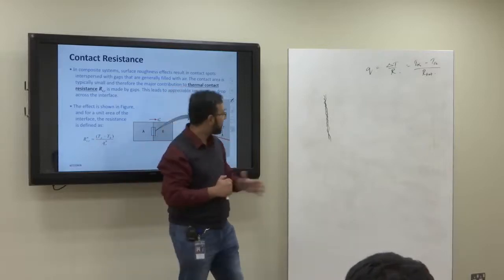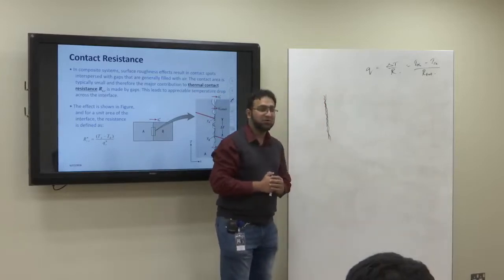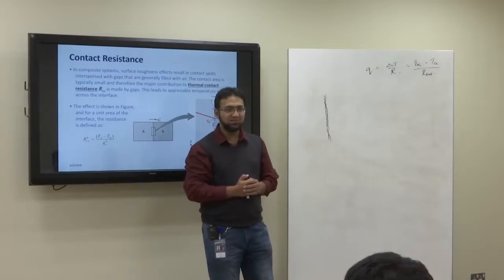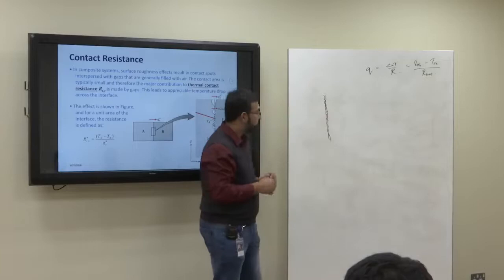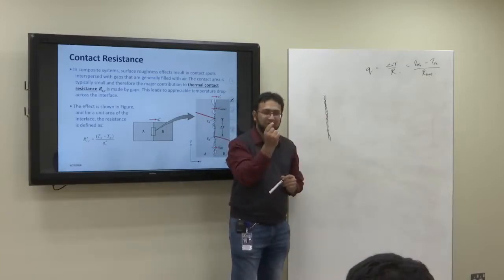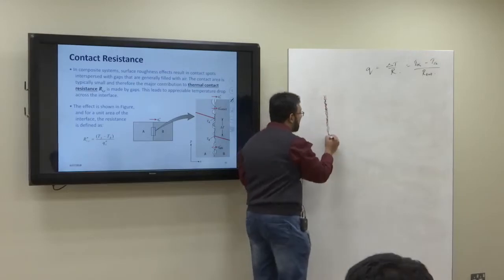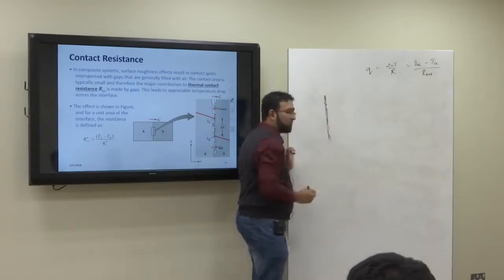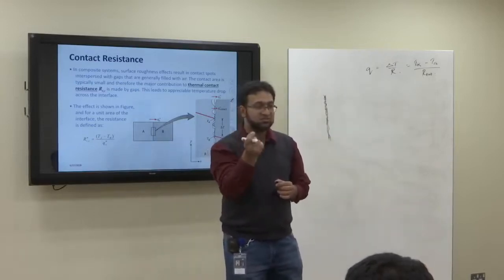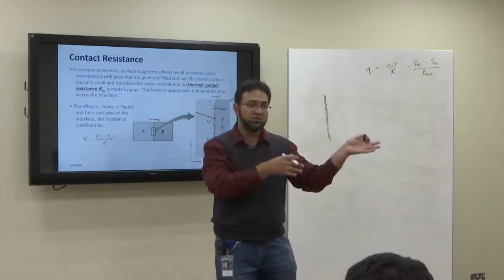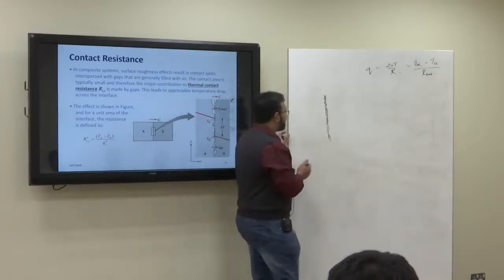So this offers a huge amount of resistance to heat flow, because we are talking about heat flow by conduction. So we have the contact resistance here. Sometimes we use some filler material. It's a liquid material, but it fills the space. The filler material also has some resistance, but its resistance is very, very small compared to that of the air.